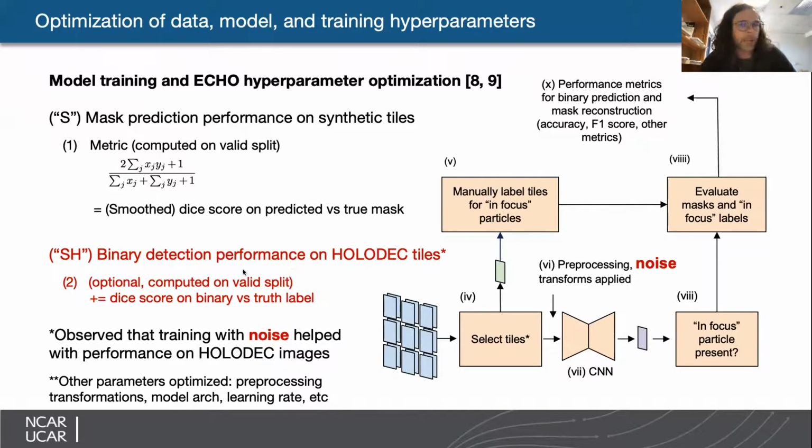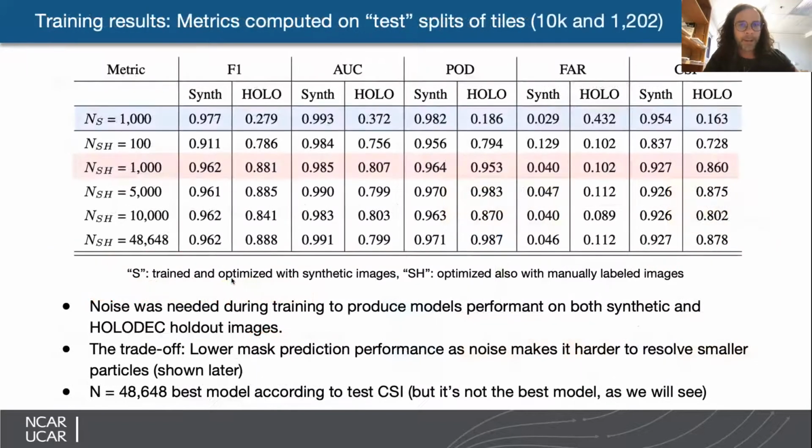The stuff that's labeled in red was not used in backpropagation. It was only used during hyperparameter optimization to pick out the model with the most reasonable noise settings over here. Otherwise, the model was only backpropped on synthetic data to get that mask prediction up. So noise was very, very important, as we found randomly.